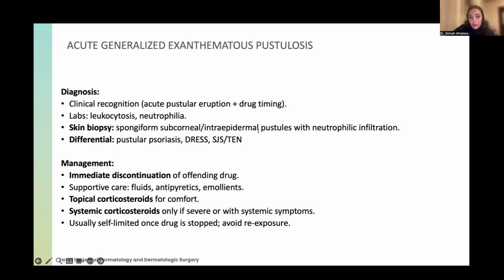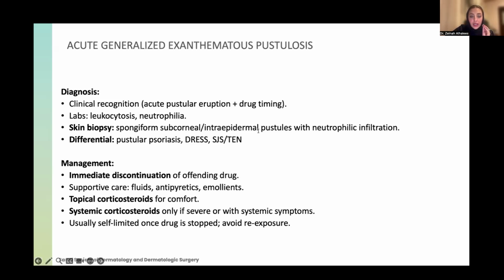Neutrophils with both of them, right? So both of them are going to give you subcorneal pustules and intraepidermal pustules in psoriasis. But think of AGEP. AGEP is a drug reaction, right? So you're going to have more eosinophils. You can have an interface dermatitis and more lymphocytic infiltration. This is another one. And you can sometimes even have an associated vasculitis, and you can have necrotic keratinocytes. So these are your 4 clues that this is more AGEP rather than psoriasis.